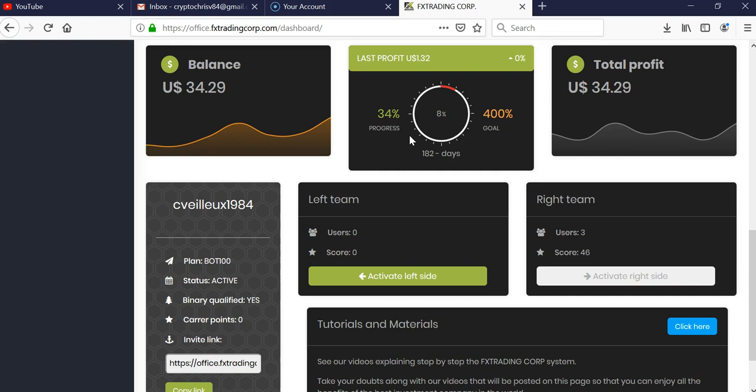You obviously need to have Bitcoin. You need to pay the 100 or whatever plan you choose in Bitcoin. So I recommend Coinbase just because it's quick and easy. If you're doing this as a casual person, just to make a little bit of passive income, Coinbase is fine. That's what I use for most of my stuff.